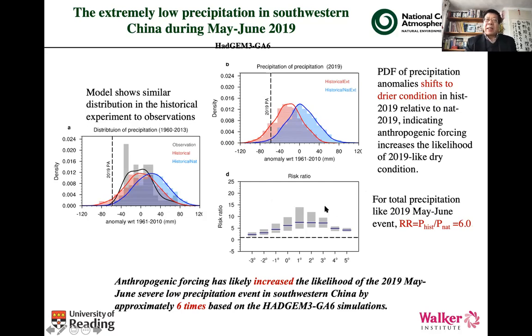The group also analyzed the sensitivity of the risk ratio to the domain size, for example, by shrinking the domain by 1 degree on all four sides, or enlarging the domain by 1 degree on all four sides. You can see that the risk ratio is not very sensitive to the domain size. It indicates that with anthropogenic forcing included, the 2019 spring Southwest China drought probability increased, and this result is not very sensitive to the domain size.